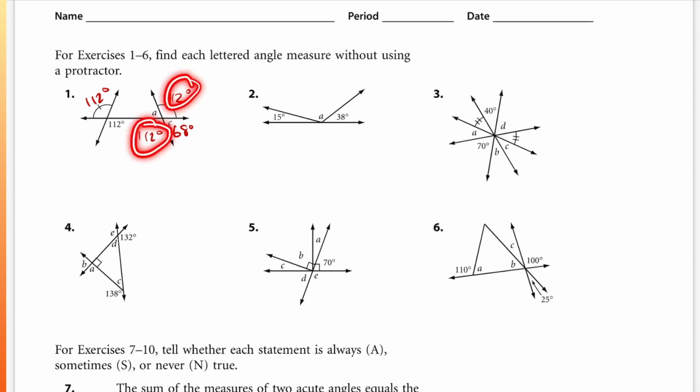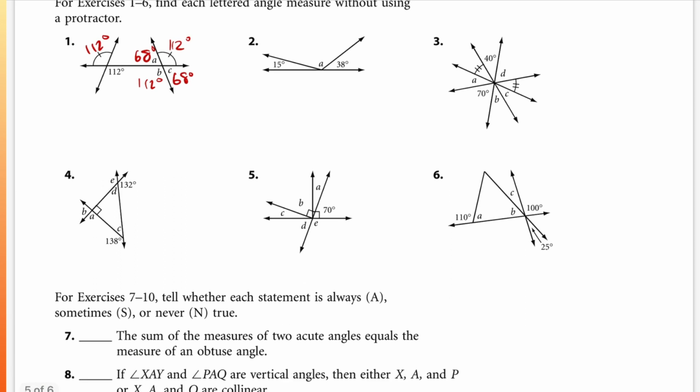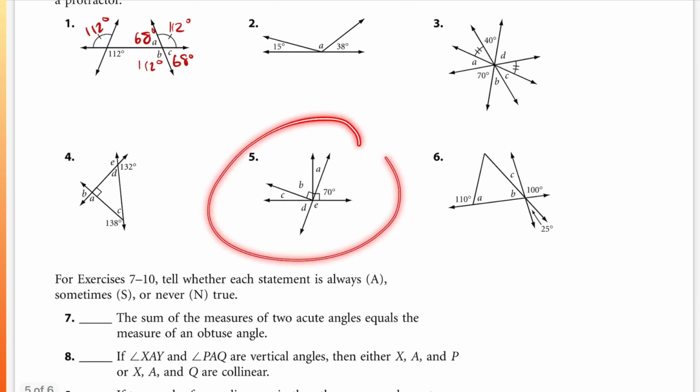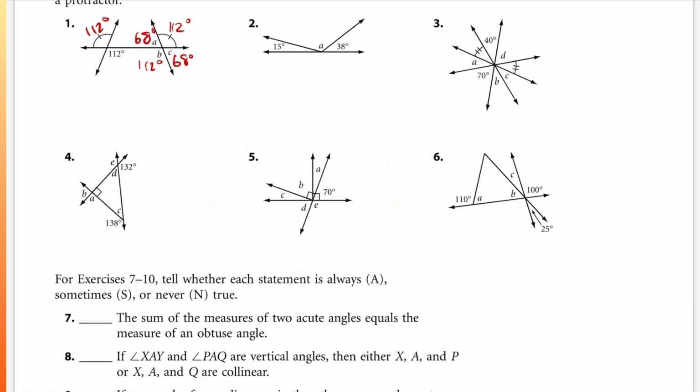All right, let's look at this one. Okay, well, you have a 90-degree angle. So if that's 70, that has to be 20. All right, let's see what else we have. We have another 90-degree angle here. If that's 20, that has to be 70.